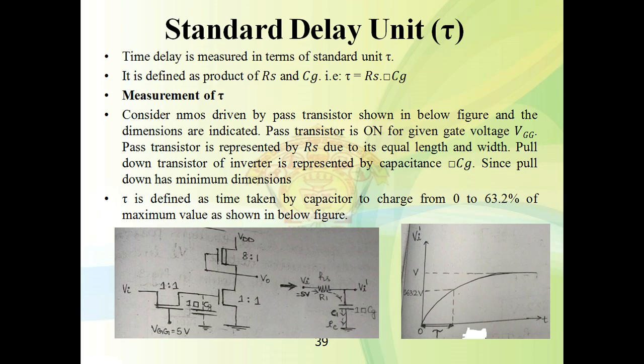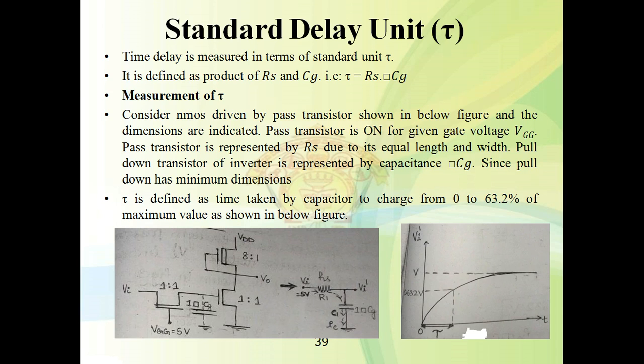Now time delay is measured in terms of the standard unit tau. It is defined as the product of Rs and Cg. So tau is equal to Rs into 1 square Cg, where Rs is the sheet resistance and 1 square Cg is the capacitance of the minimum feature size transistor for the given technology.